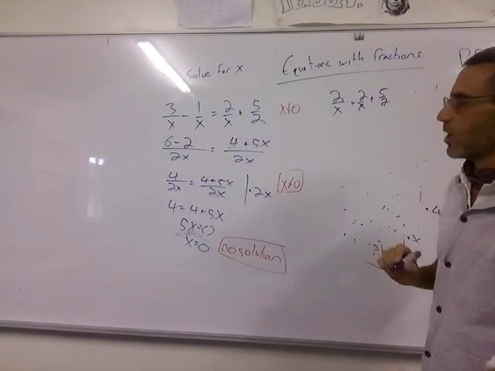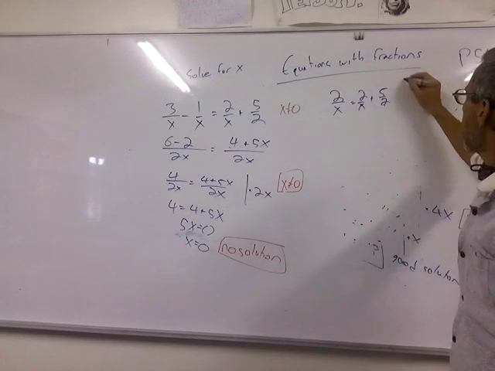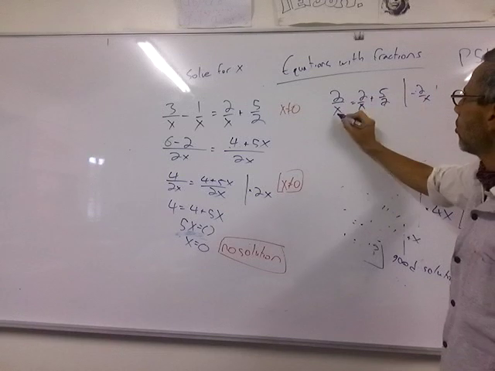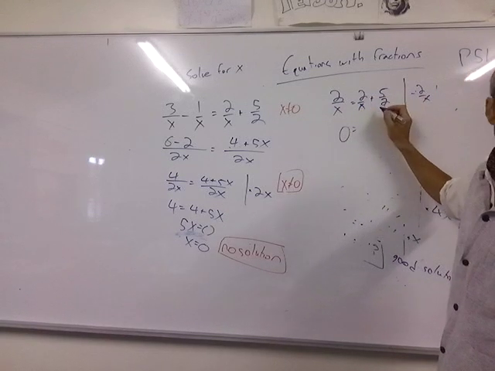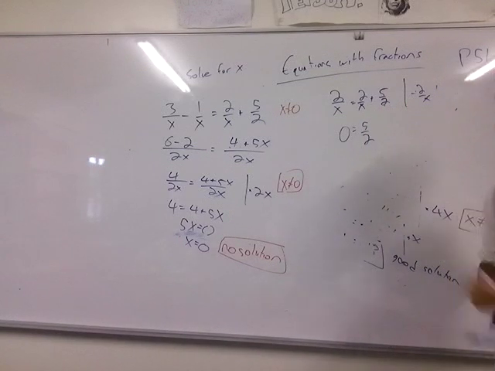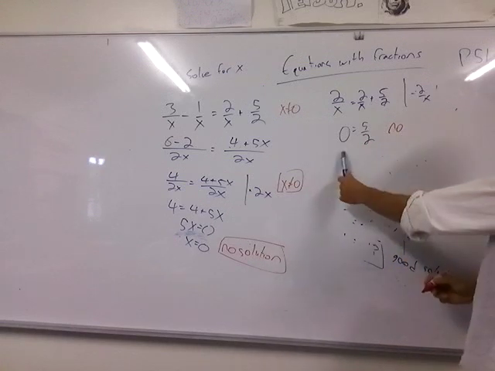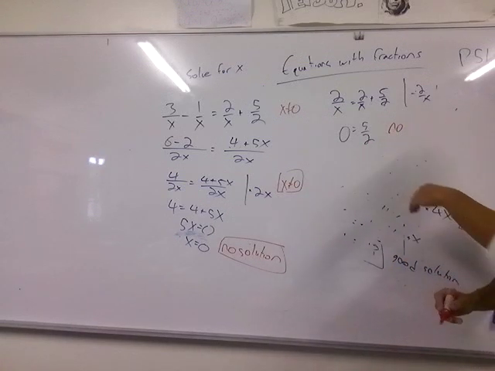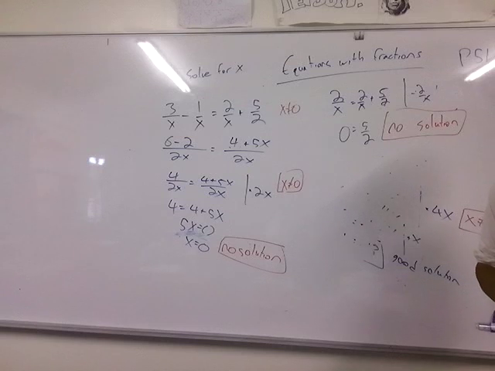Now, what could I do? Without getting rid of anything, I can move it to the other side, so I'll subtract 2 over x. 2 over x minus 2 over x is 0. What do I have left on the other side? 5 over 2. Is 0 equal to 5 over 2? So if you ever get to an equation where you have one number on one side and a different number on the other, then obviously there's no solution. It doesn't matter what x you choose, there's just not going to be any solution.